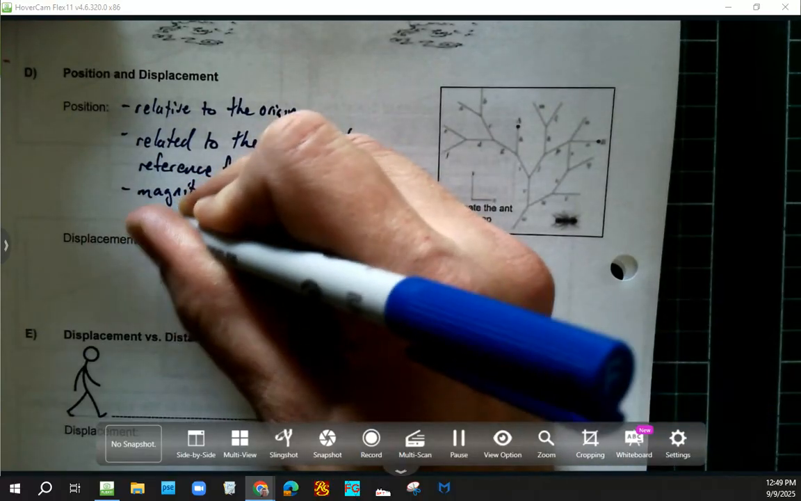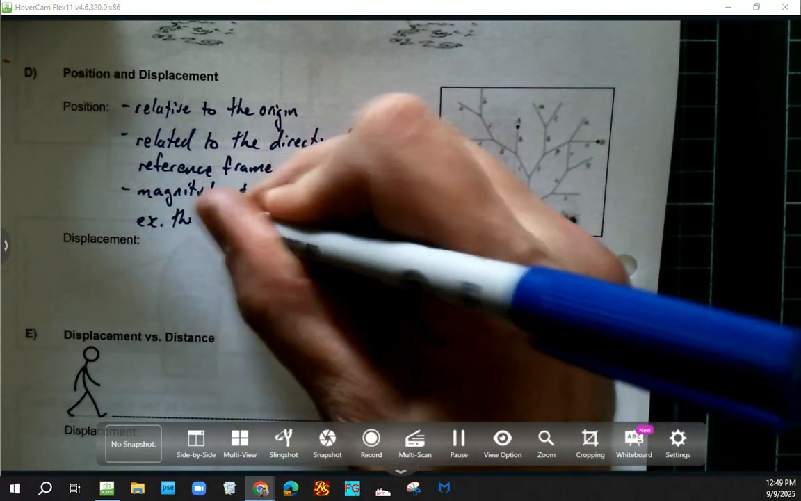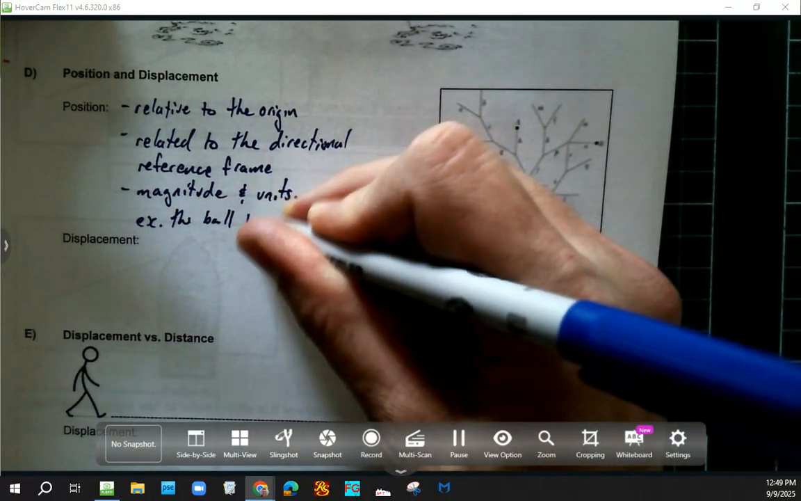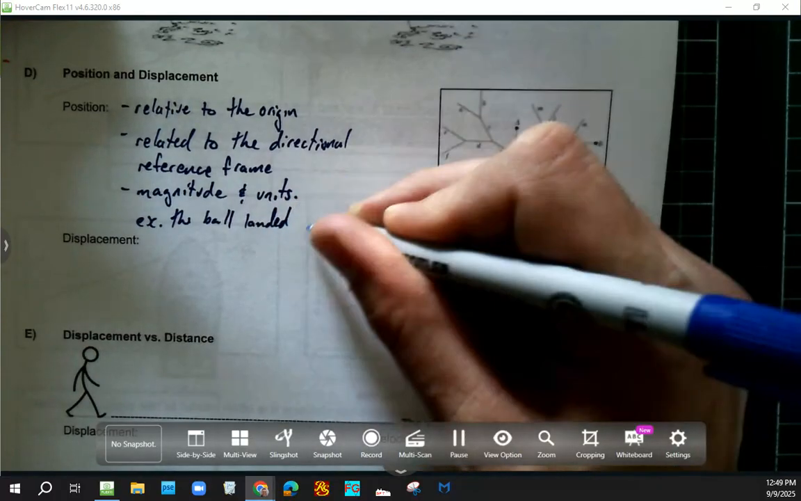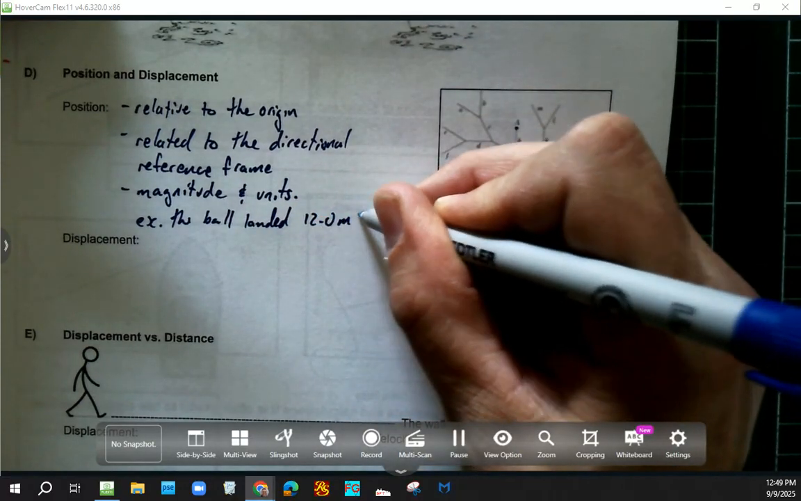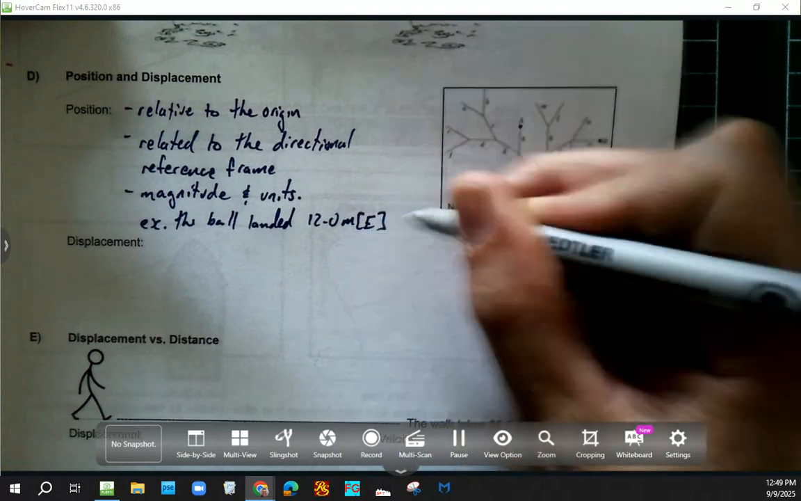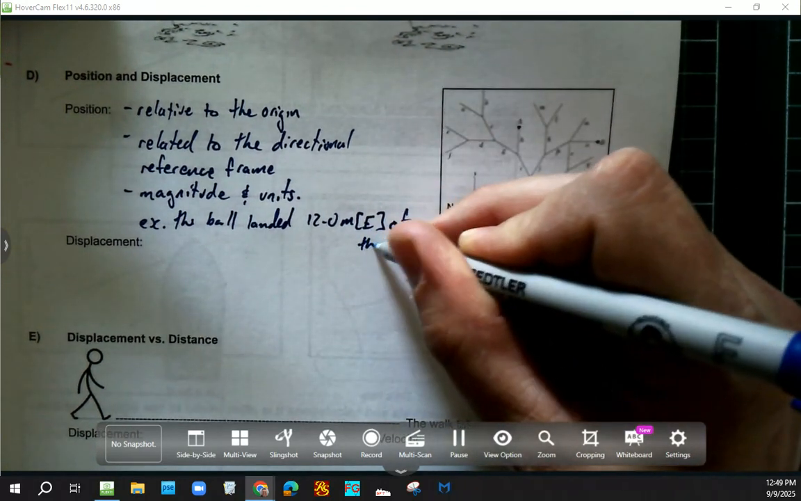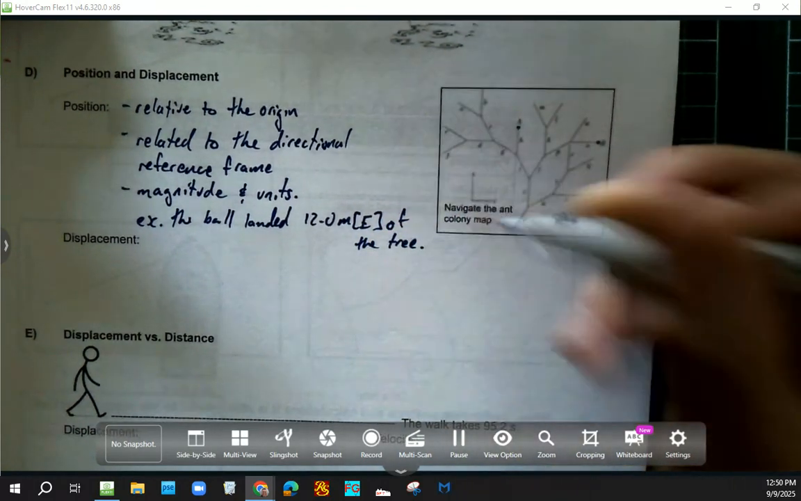And an example might be the ball landed 12.0 meters away to the east of the tree. I know that's kind of mundane, but that's an example.